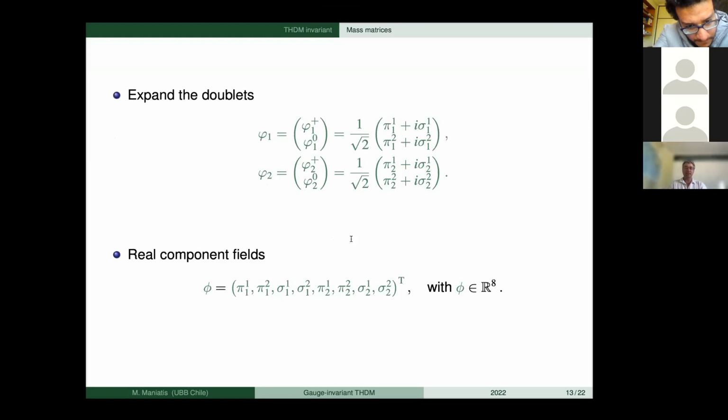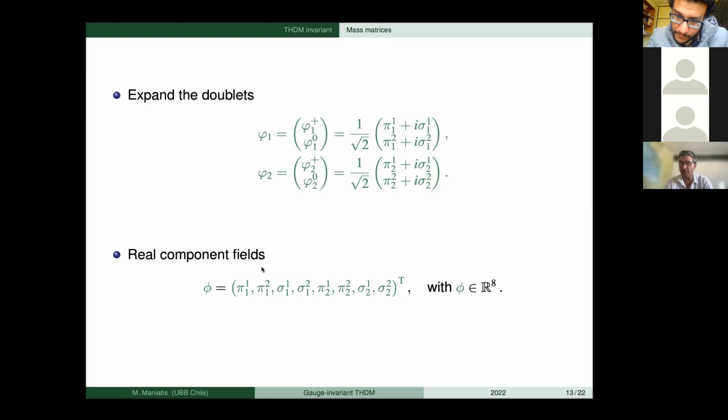And because the mass matrices are defined with respect to the component fields of the doublets, I need to bother you with some technical details. So again, these are the two doublets in the convention, with the upper component electrically charged. And then, of course, these are complex fields, so we can decompose these two doublets in terms of real and imaginary parts, where we have this conventional factor in front. And then we can collect all these components we have.